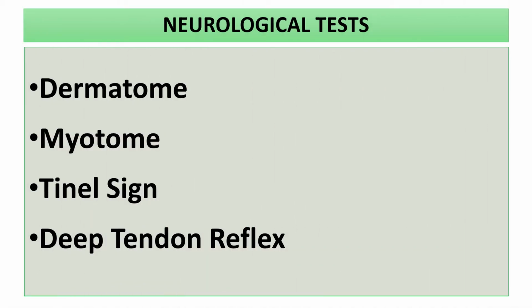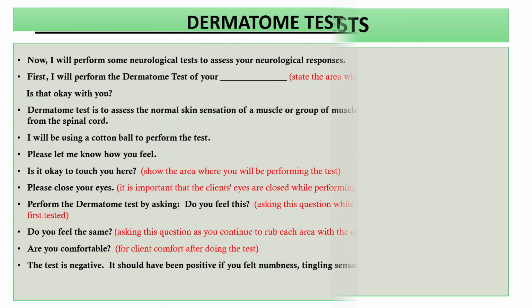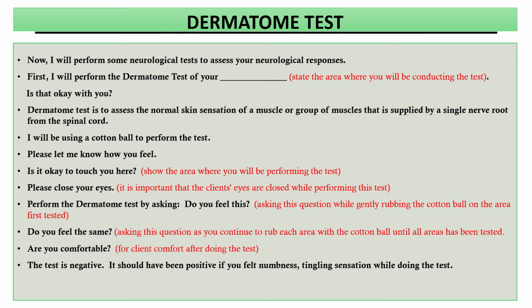Guys, the following are the neurological tests in the assessment during the examination. The next test I'm going to do are some neurological tests, which include dermatome, myotome, Tinel sign, deep tendon reflex. Now, I will perform some neurological tests to assess your neurological responses. First, I will perform the dermatome test of your blank, state the area where you will be conducting the test.